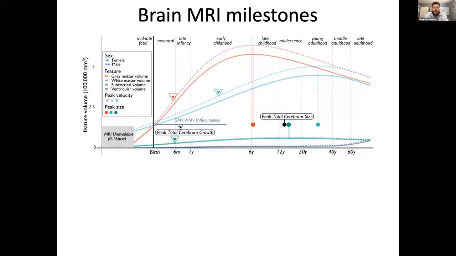Our models clearly demarcate this early period of gray-white differentiation, shown by the horizontal gray lines in this plot. This period begins with the switch from white to gray as the majority tissue compartment in the first month after birth, and ends when the absolute difference between gray and white matter reaches its peak in the 4th year of life.